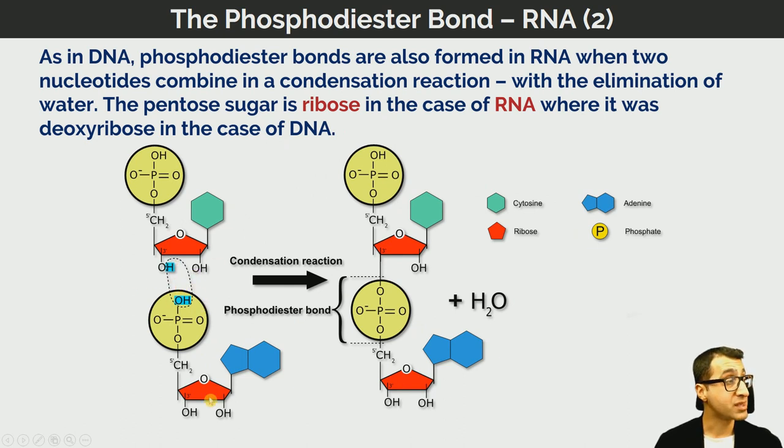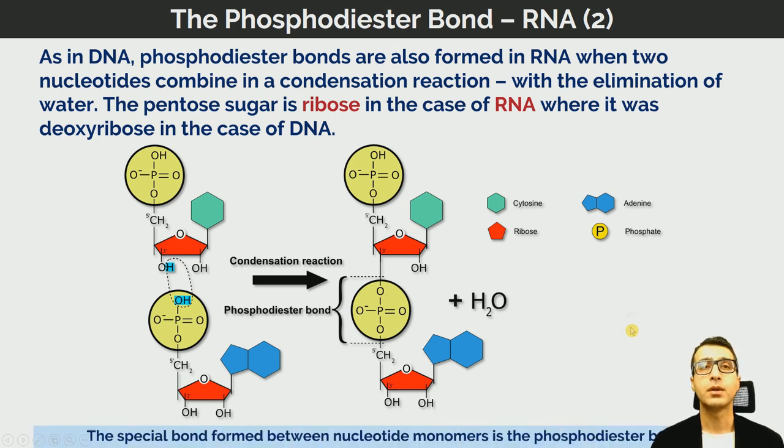The only real difference here is the fact that you are not dealing with deoxyribose, you're dealing with ribose as the pentose sugar. So once again, the special bond that's being formed here is the phosphodiester bond. And so again, we're going to revisit nucleic acids in a later lesson in this sequence.